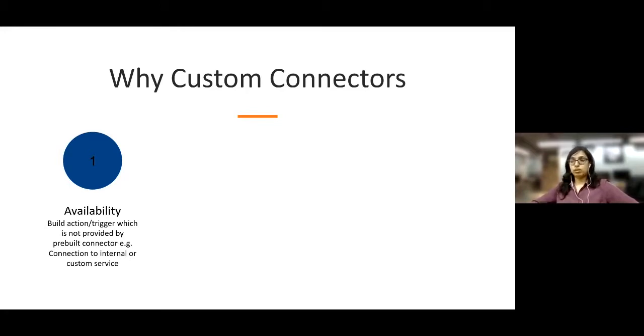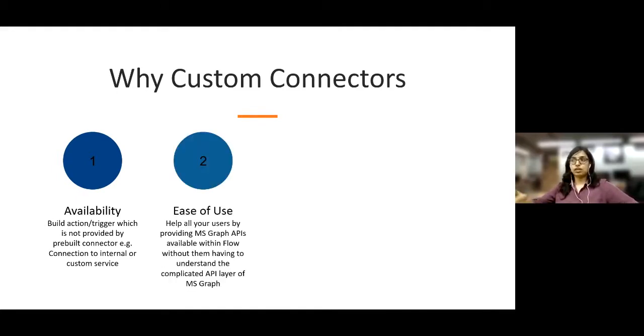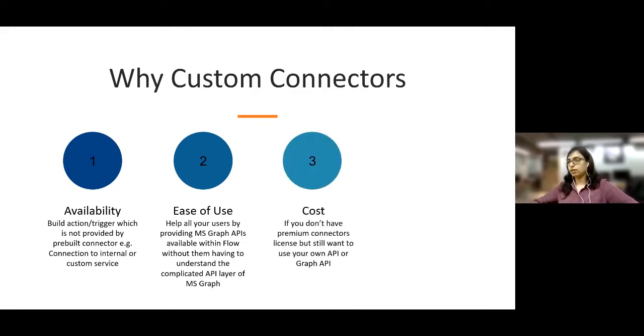So what you can do in this scenario is provide ease of use, which is our second reason to use custom connectors. You can hide all the complexities of using Graph API from the end user while they are designing the flows. So it's easy for them to use Graph APIs rather than using HTTP actions to call the Graph API. You remove that API configuration layer for the users who are configuring your flows.